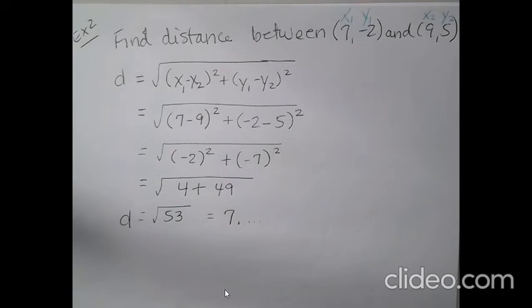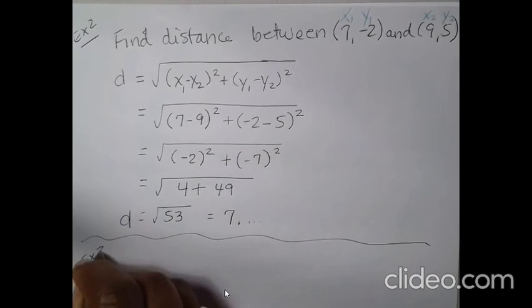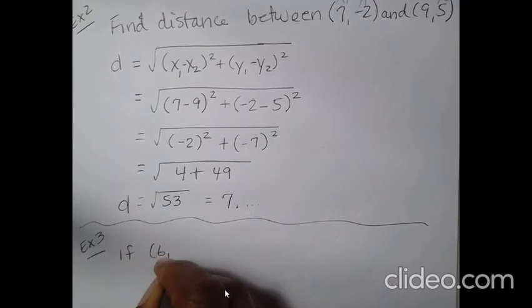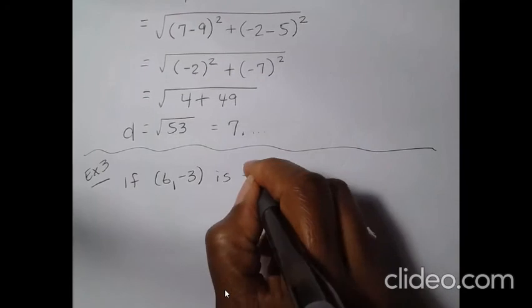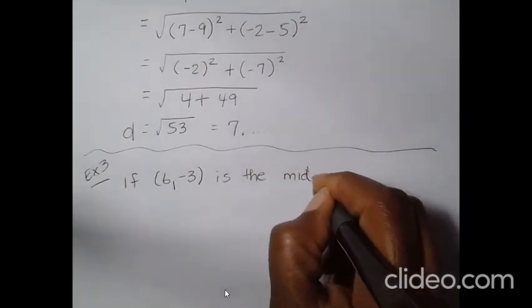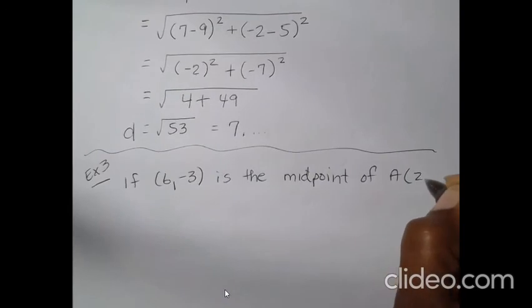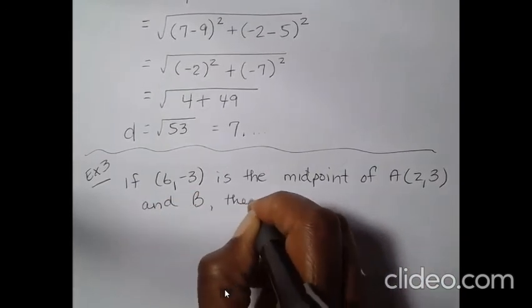Okay, so we've shown how to use the midpoint formula and how to use the distance formula. Now let's move on to example 3, where we will use what we know to find something else. If (6, -3) is the midpoint of A, which is (2, 3), and B, then find B.